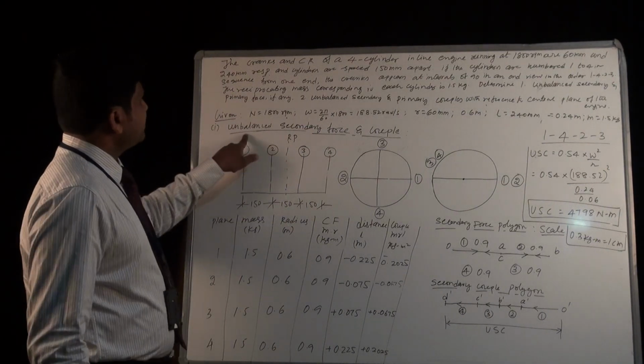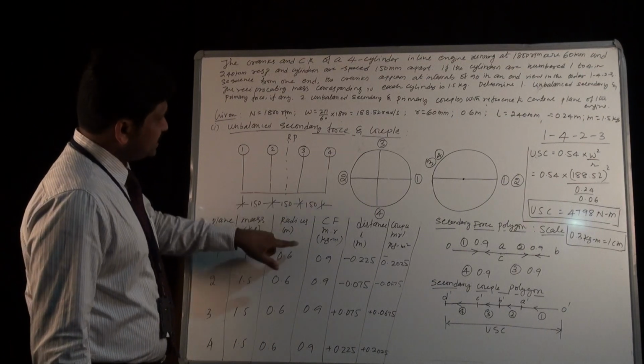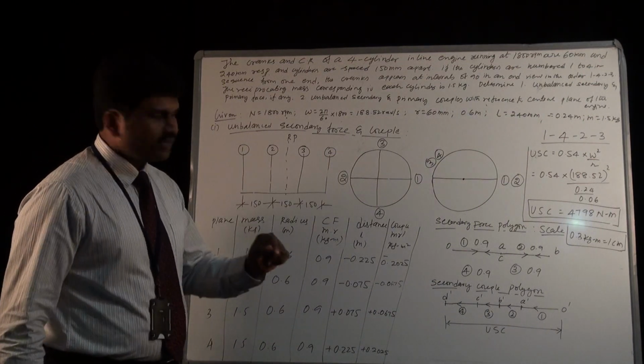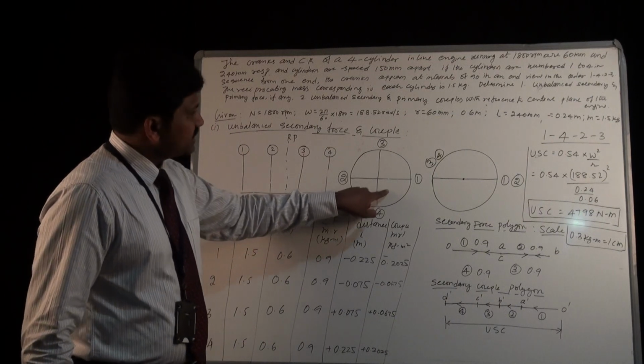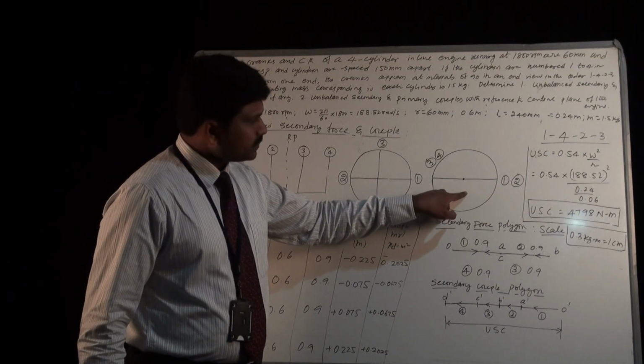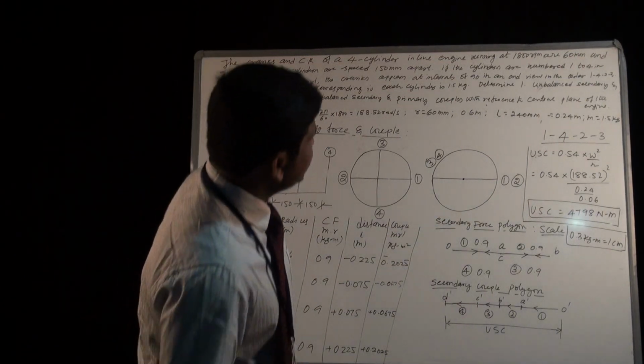Now let us find out unbalanced secondary forces and secondary couple. So we will use the same tabular column, space diagram is same. So this is a diagram for primary crank positions, and this is the secondary crank positions. Now how the secondary crank positions are written, that is important.